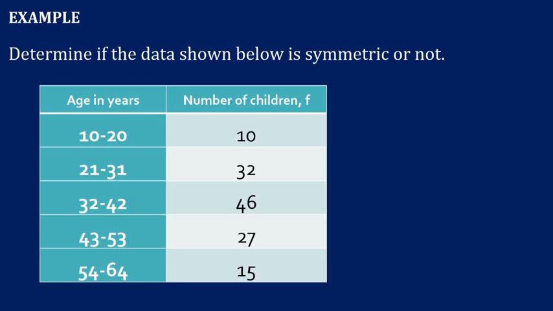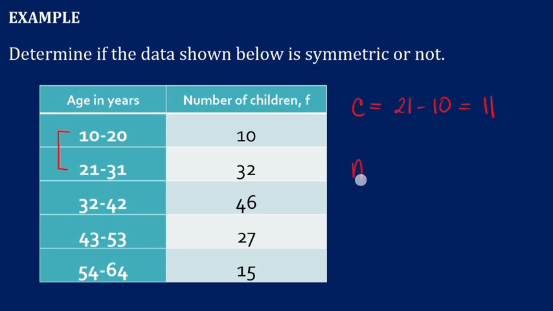Now let's take this example. Determine if the data shown below is symmetric or not. Before we proceed with our computation of the mean, let us first identify the class width. So the class width C is equal to the difference of any two consecutive lower limits or any two consecutive upper limits. So in this case, we'll just take the first two lower limits and subtract: 21 minus 10 is equal to 11. So our class size is 11.